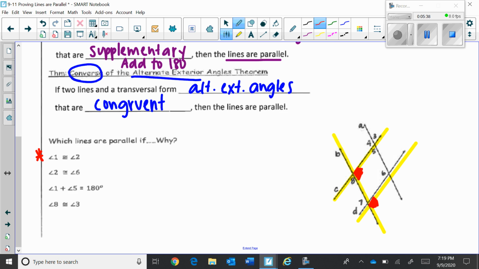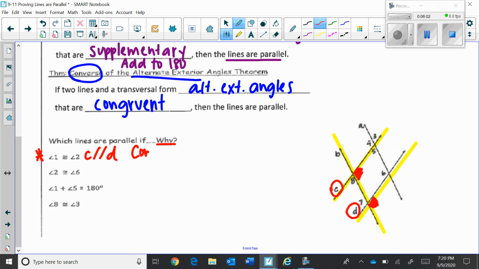So for this problem, I can see that line C and line D are my parallel lines. So I'd put C is parallel to D. Those are my two parallel lines. Now why? Whenever you're saying why lines are parallel and you're using your reason, these are parallel because we have to use the converse statement.